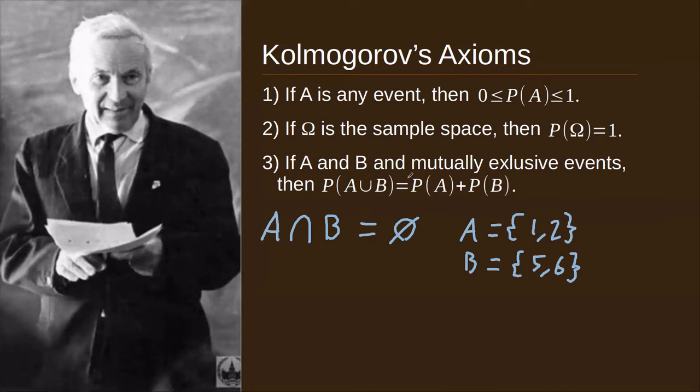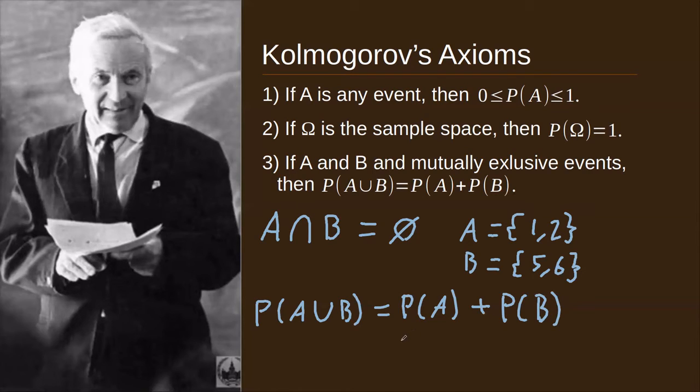Okay, so what the axiom then states is that given that this is true, which it is for this case, then the probability that a union of these two events are true is equal to the probability of the individual events summed together. So what are we saying here? Here we're saying, what is the probability of rolling 1, 2, 5, or 6? That probability should obviously be 4 over 6 by the classical definition of probability.